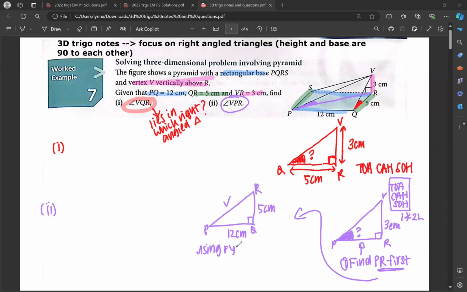So I need to write down using Pythagoras theorem. So using Pythagoras theorem, I can now find PR. You all get it? So once I get PR already, then can you see I find PR already, I can put into here. Then I can use my Tuakaso to get there. Now I'll give you guys about 4 minutes to go and do. Then we'll move on to the next question. Okay, the next one will be number 8.